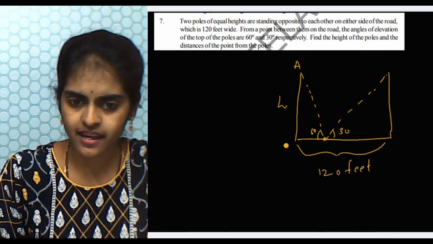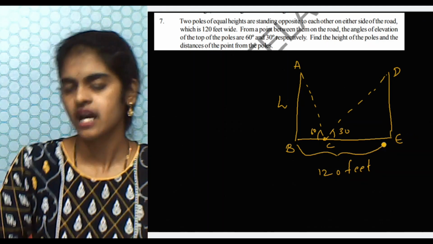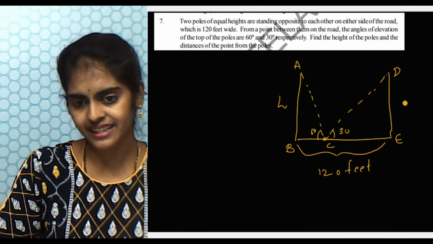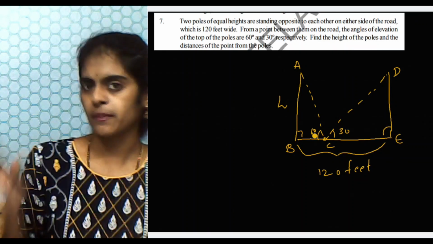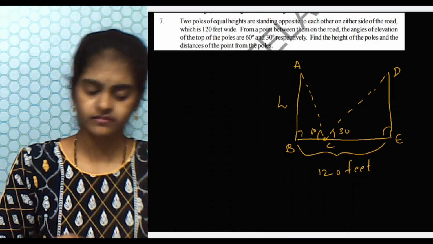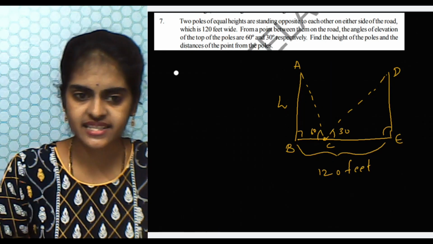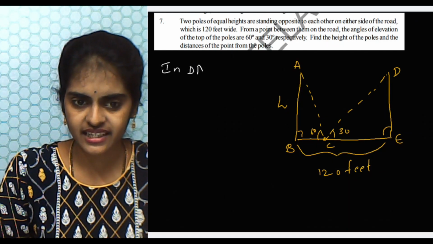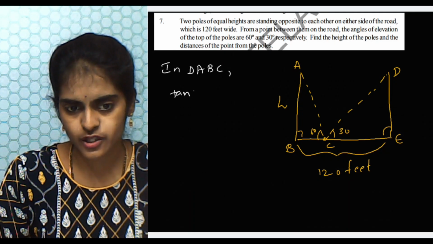So this is A, B. Let this point be C. This is D, E. Now here you got two triangles, ABC and CDE, and you know the pole and the ground are perpendicular to each other. So let us take the two triangles now. In triangle ABC, what do you have? Tan 60 I will take because you want the height.